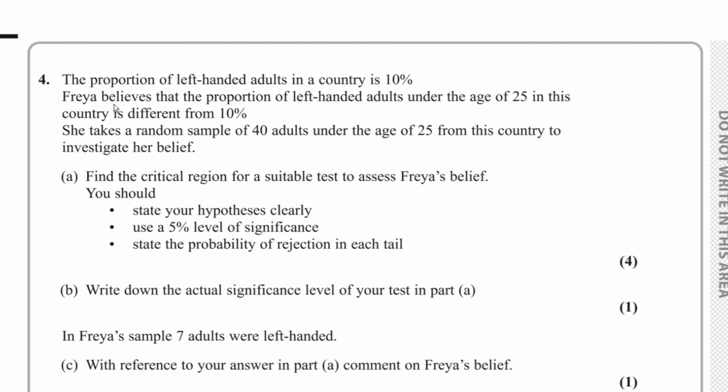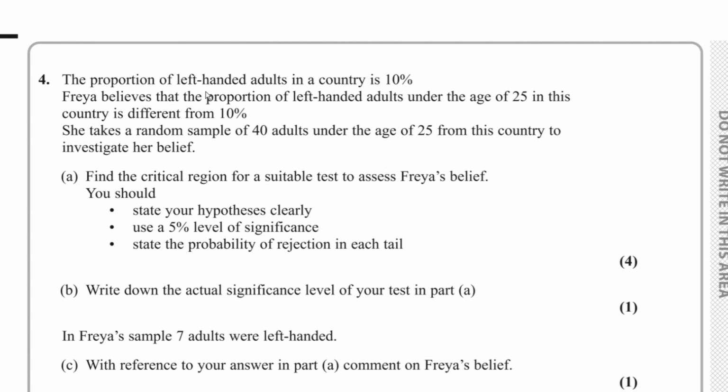Question number 4. The proportion of left-handed adults in a country is 10%. Freya believes that the proportion of left-handed adults under the age of 25 in this country is different from 10%. She takes a random sample of 40 adults under the age of 25 from this country to investigate her belief. Part A. Find the critical region for a suitable test to assess Freya's belief. You should state your hypotheses clearly, use a 5% level of significance, and state the probability of rejection in each tail.